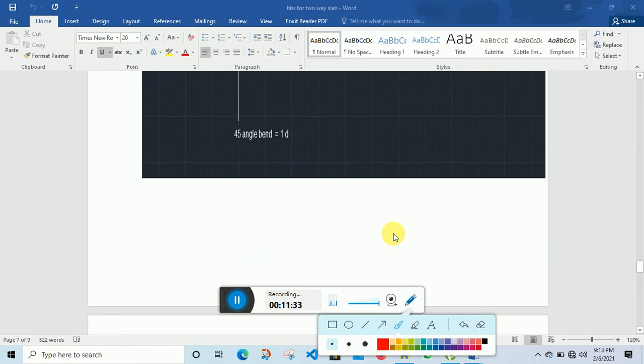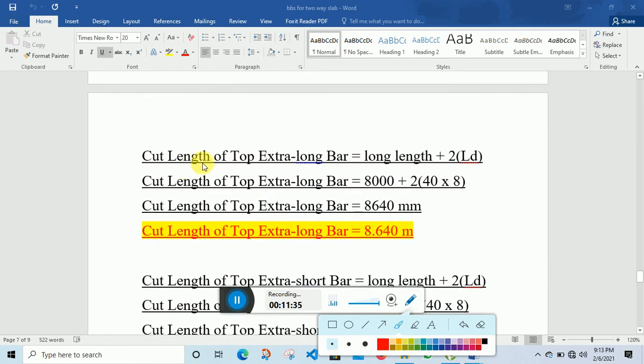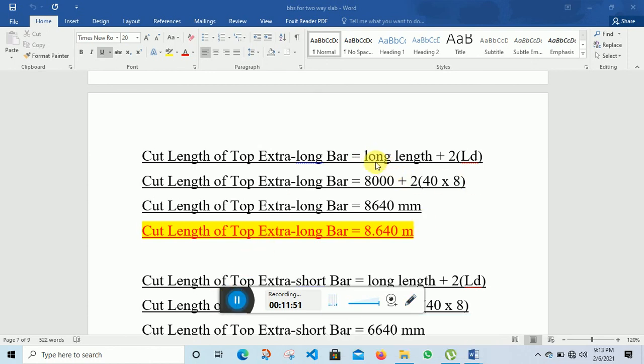Now look here in this slide, cut length of top extra bar. For top extra long bar: long length plus 2 into LD. So we will add long length plus 2 into LD, where LD is 40 multiplied by D.